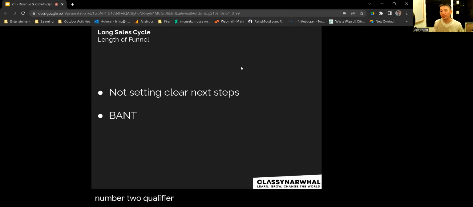Number two, qualifying the customer. We talked about that before, but a framework that you can use is BANT. Do they have the right budget? Are they the right person to speak to? Do they have the authority? Do they have the need? Do they actually have the problem? Do they feel it right now? And the fourth one is timeline.